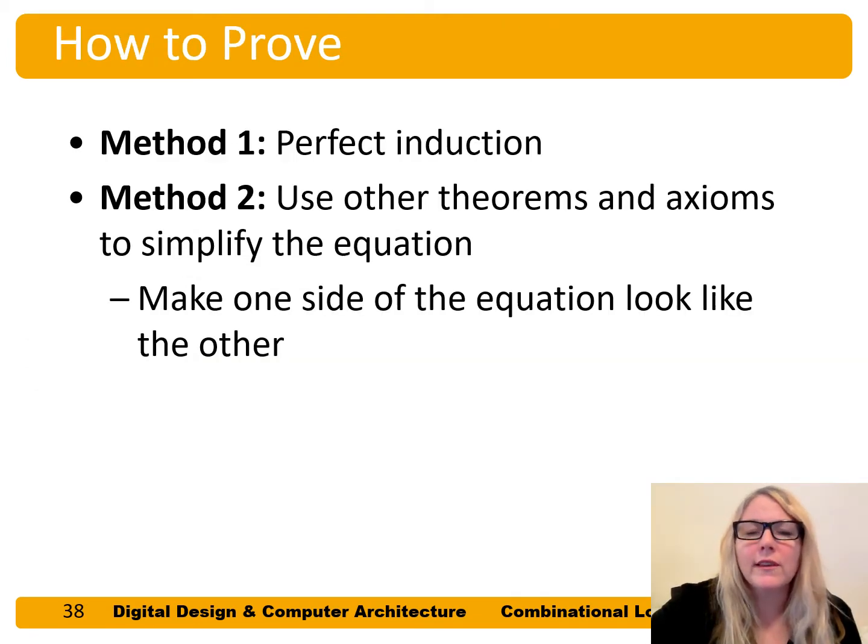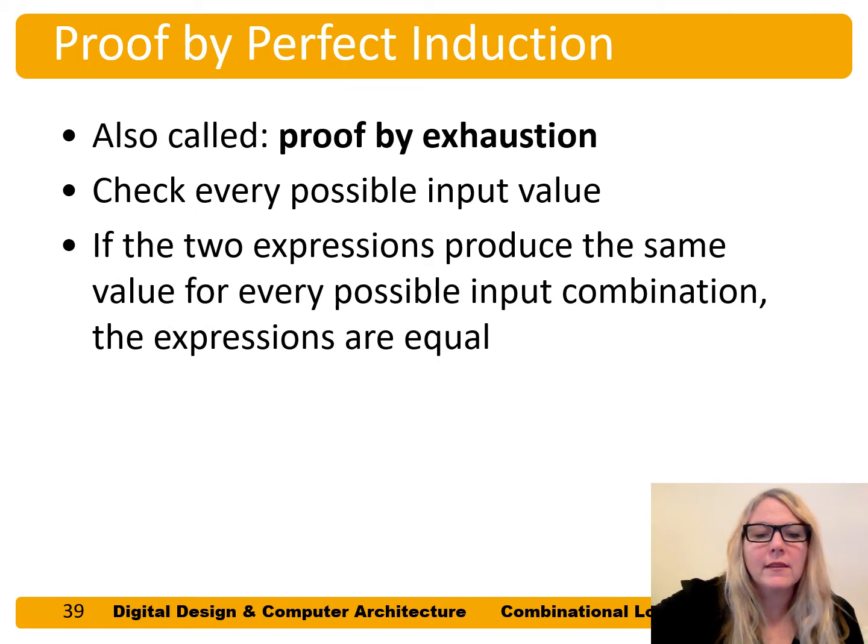So how do we show that these theorems are true? Well, we can prove they're true through perfect induction or using other theorems and axioms to simplify the equation. In other words, making one side of the equation look like the other. So let's talk about proof by perfect induction. This is also called proof by exhaustion. We're going to check every possible input value, and if the two expressions produce the same value for every possible input combination, the expressions are equal.